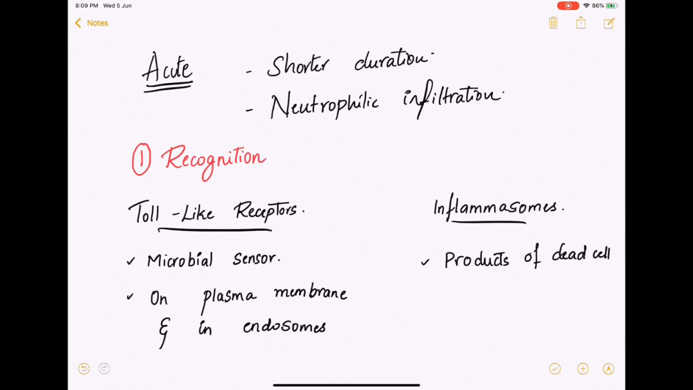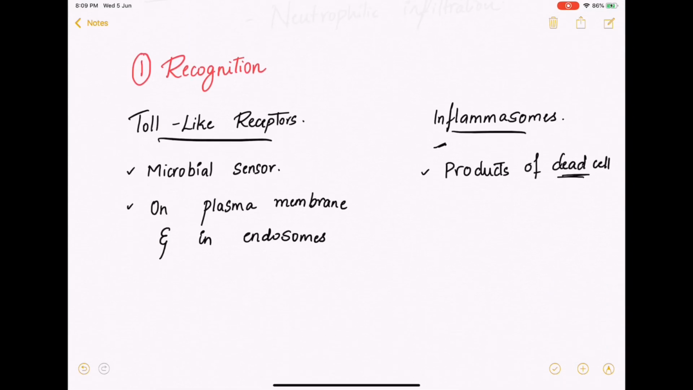And also we have inflammasomes. Now inflammasomes are going to recognize the products of dead cells, such as uric acid or extracellular ATP. As it recognizes this, it does something really interesting. As inflammasomes are activated, it will cause activation of interleukin 1. And we know that interleukin 1 plays a very important role in leukocyte attraction and activation.